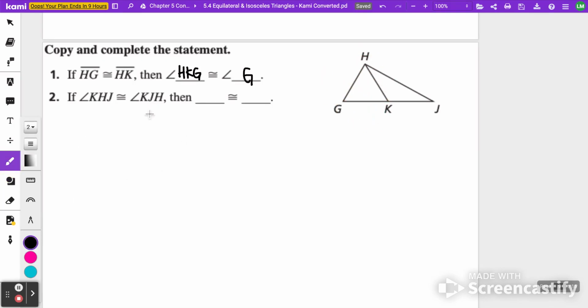If angle KHJ is congruent to angle KJH, then what sides are equal to the other? KHJ, which would be this angle, is congruent to KJH. Well, this is my converse of the base angles theorem. Across from angle H is line KJ, and across from angle J is line KH. So I know KH and KJ are congruent. Make sure we put our little line notation on top.